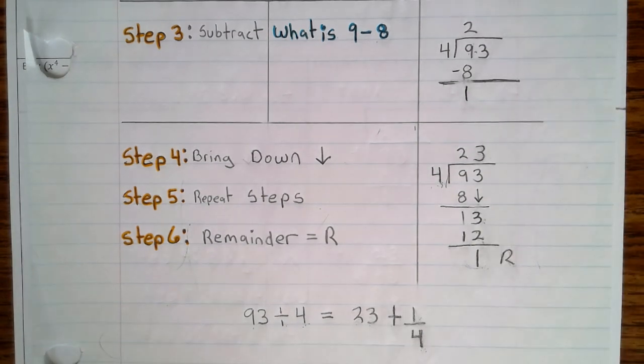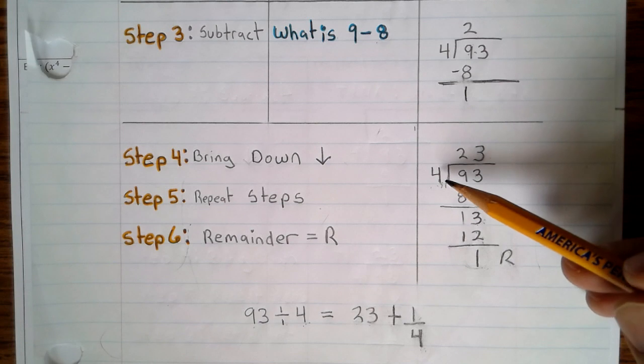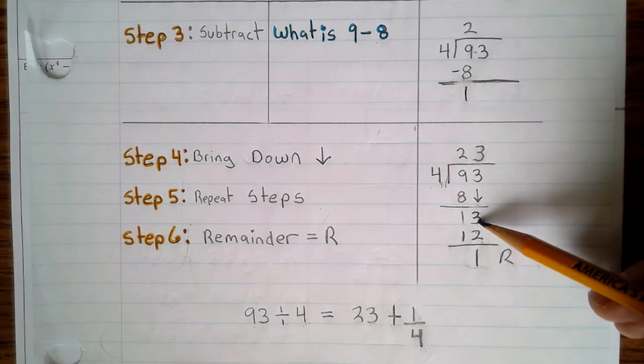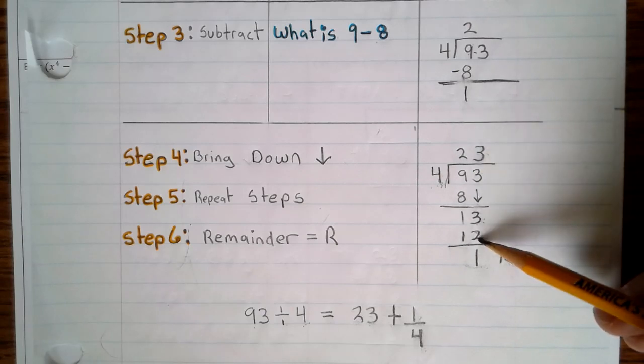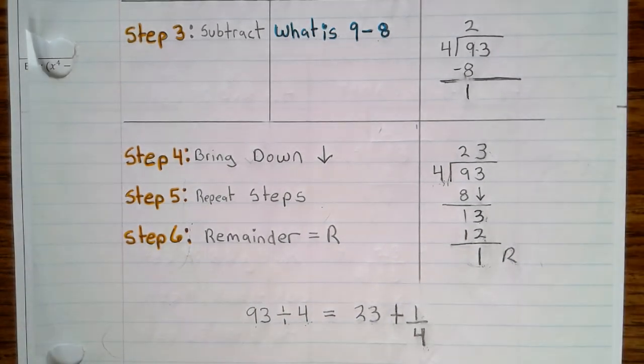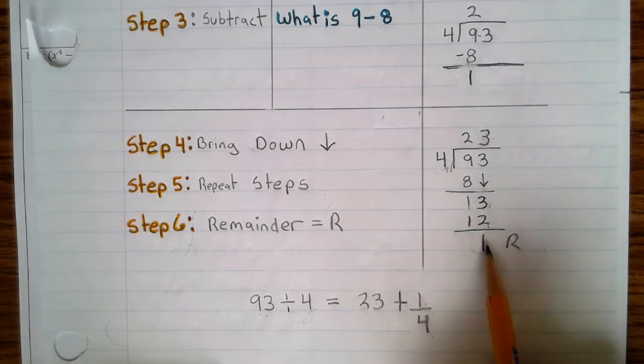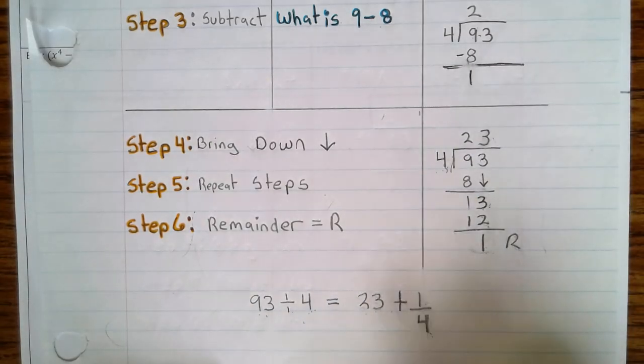Okay, now we bring down, so we bring down a 3, and you ask, well, 4 times what gives you close to 13? Well, the answer to that is 3. 4 times 3 is 12. Subtract: 13 minus 12 is 1, so you have a remainder of 1. So your solution to 93 divided by 4 is equal to 23 plus 1 divided by 4.